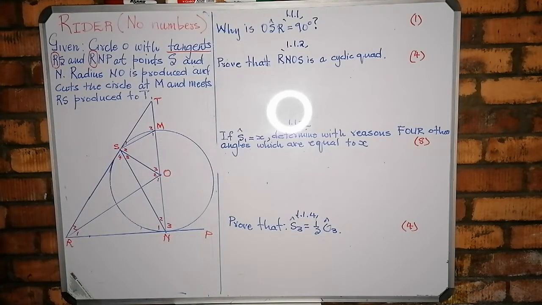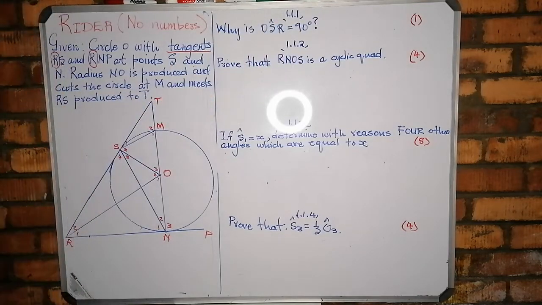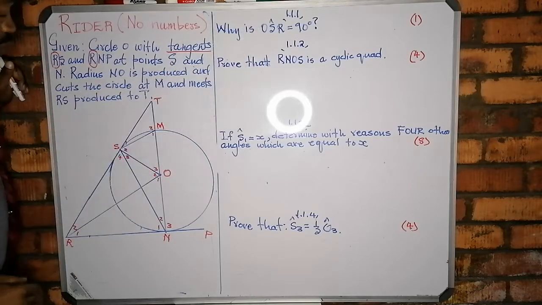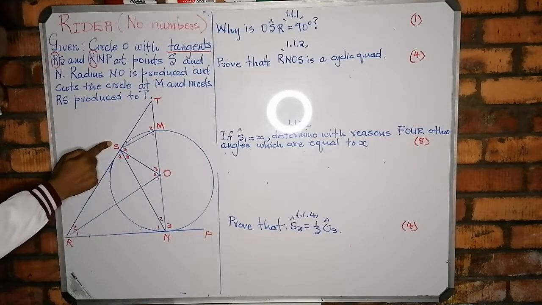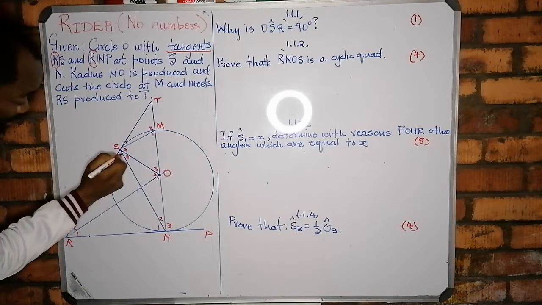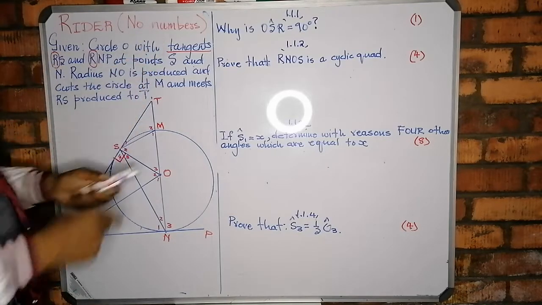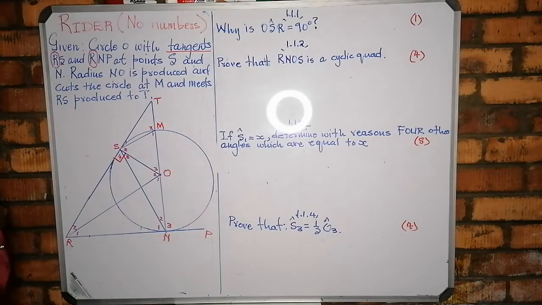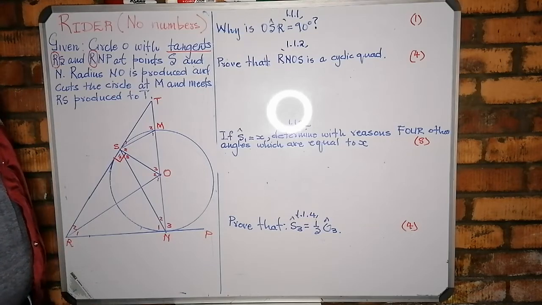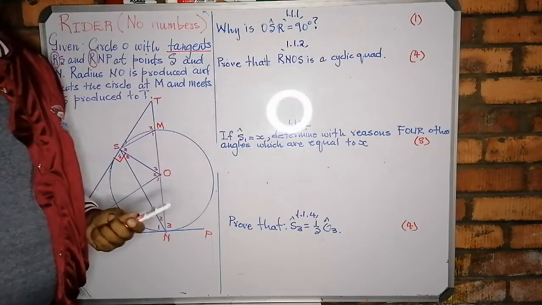Question number 1. Why is angle OSR 90 degrees? Let's go and look for angle OSR. Which angle are we talking about? We are talking about that beautiful angle there, for 1 mark. Why is it 90 degrees? Now, I would say to you, Father Christmas is very early this year. It is the 15th of May, and Father Christmas is dropping to give us 1 mark for free.